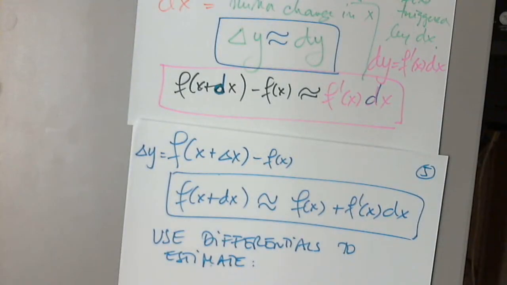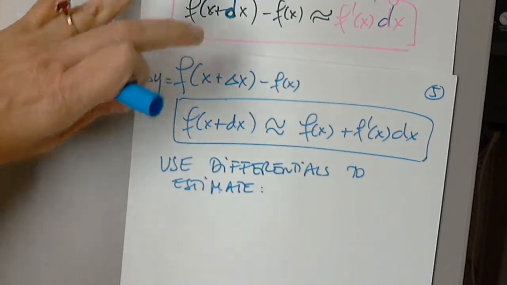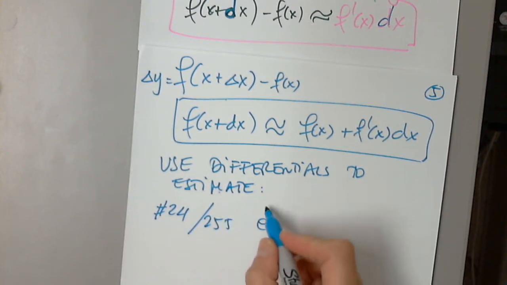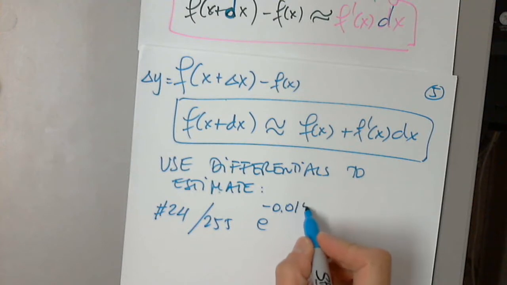You will be astonished. You will be able to estimate e to negative 0.015. I'm assuming, and I think I'm assuming correctly, that in your wildest dreams, you could not have thought or hoped to estimate e to negative 0.015. Now you can. So let's do that one, because now you know how and you know calculus. So let's say this is problem 24 on page 255. E to negative 0.015.